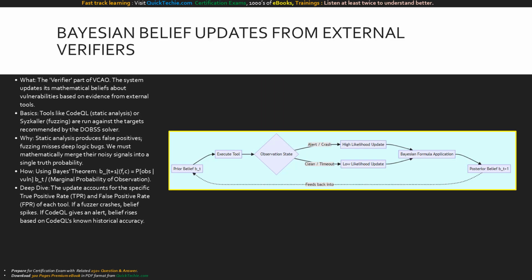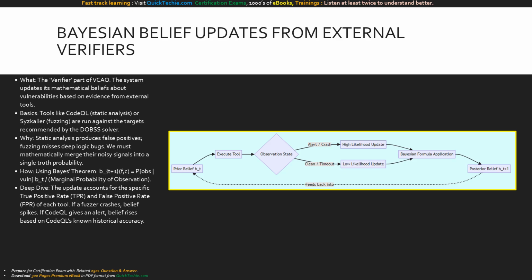Let's discuss the verifier in verifier-centered agentic orchestration, the Bayesian belief update. Once our MILP solver tells us where to look, we deploy external tools like CodeQL for static analysis or syscaller for fuzzing. However, these tools are noisy. Static analysis generates massive false positives, while fuzzing often misses deep logic flaws. How do we trust them? We mathematically merge their noisy signals into a single, unified truth probability using Bayes' theorem.